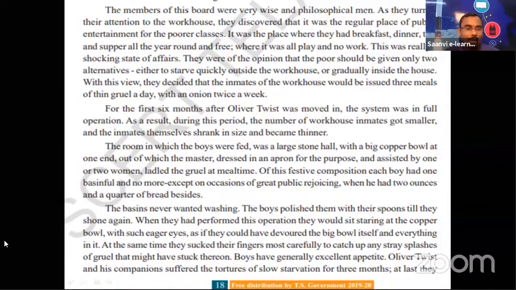Okay, let's go to the next paragraph. The basins never wanted washing. So the basins in which they eat their gruel never wanted washing. Why? The boys polished them with their spoons till they shone again. As the food is not sufficient, the boys polish their basins with their spoons till they shone again.